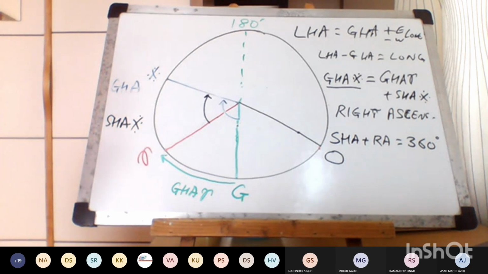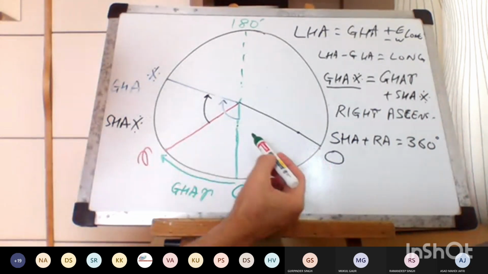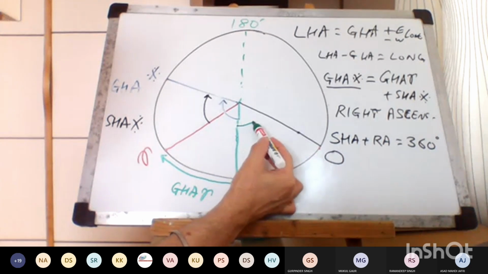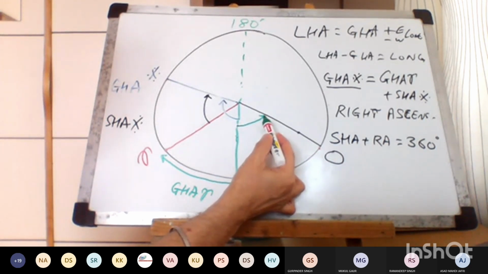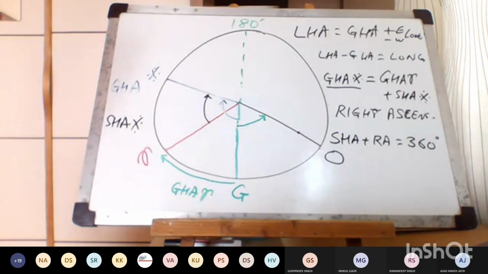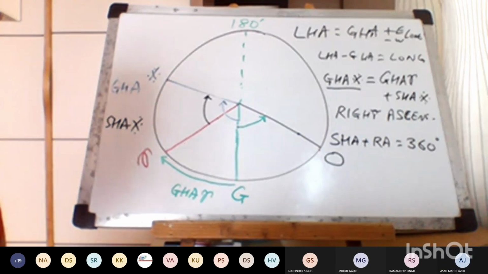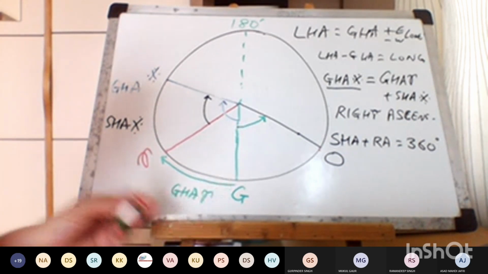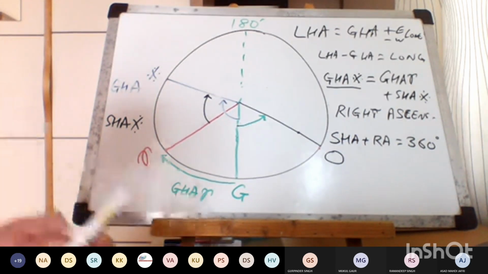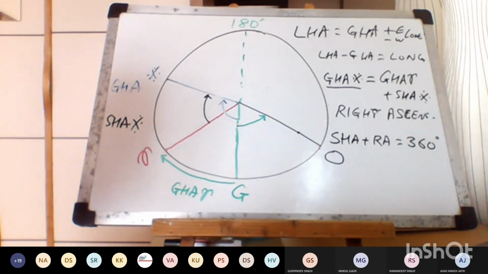Just a question to you: what is this angle from Greenwich to this? Longitude east. Very good. This is longitude east. From Greenwich, if we are measuring our position, we call it longitude. If I am to the west of Greenwich, my longitude is west. If I am to the east of Greenwich, my longitude is east.